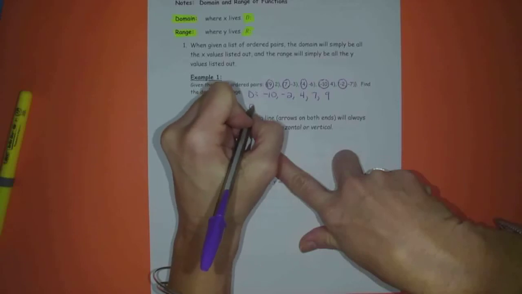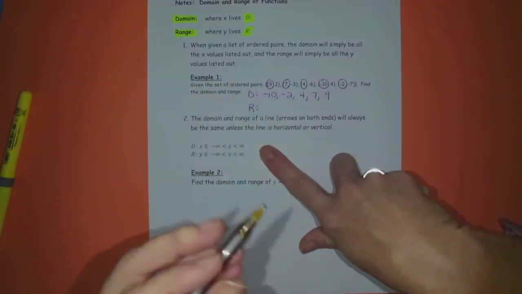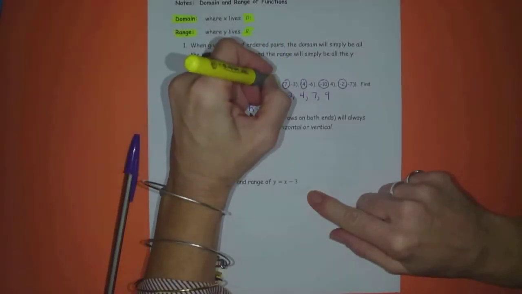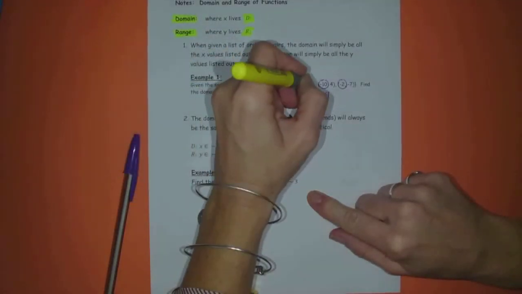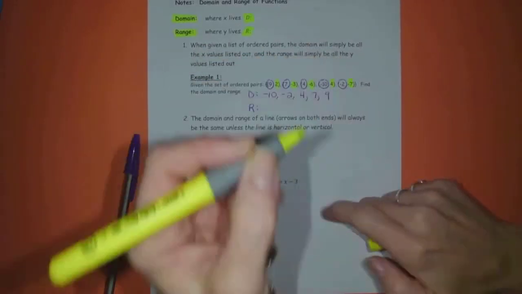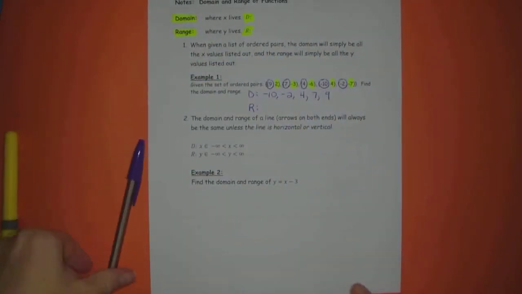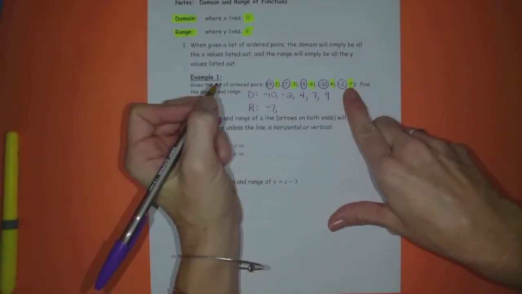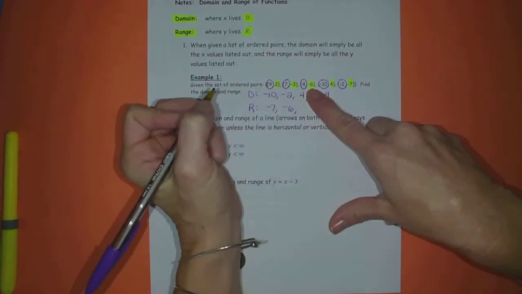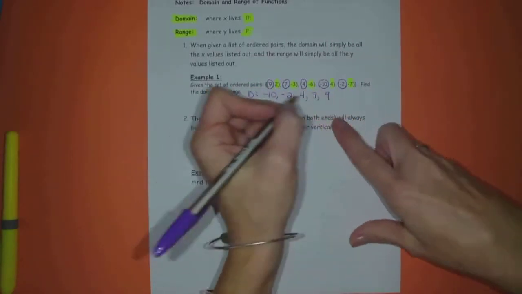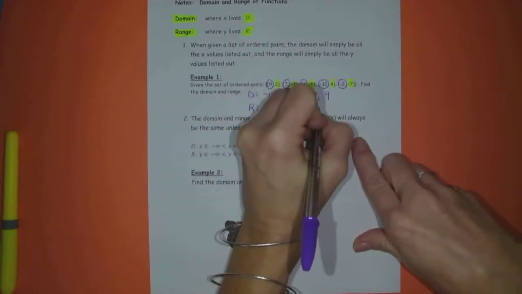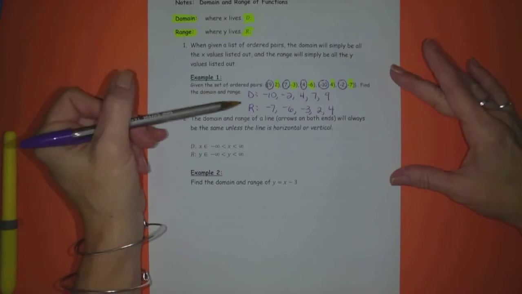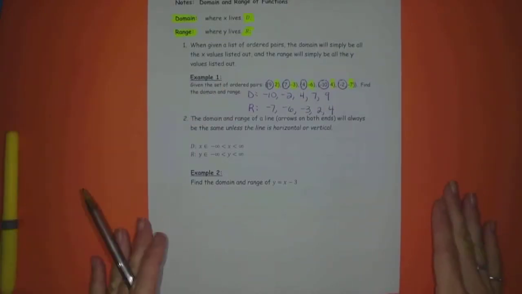And then I do the same exact thing for range. Now, I'm having trouble concentrating on these y's, so let me highlight the y's. I've got a 2, a -3, a -6, a 4, and a -7. So from least to greatest, I'm going to go with -7, -6, -3, 2, and 4. So how easy is that? Domain, list out your x's. Range, list out your y's.